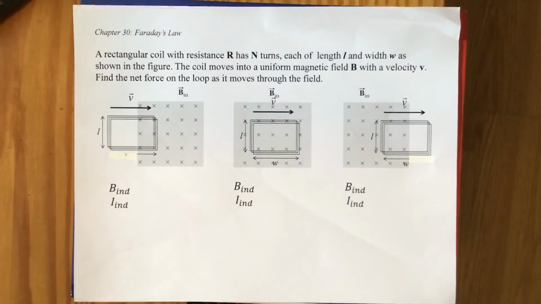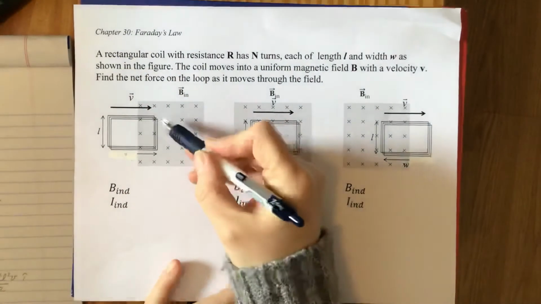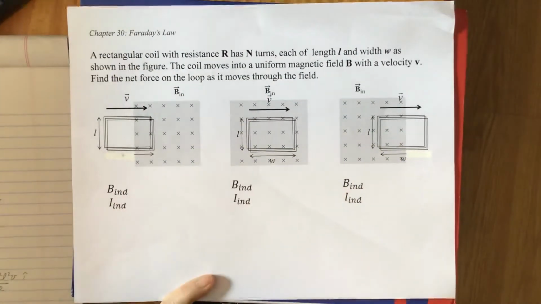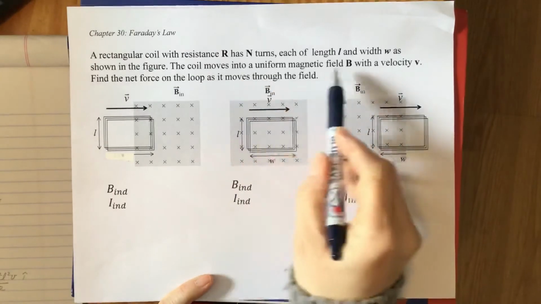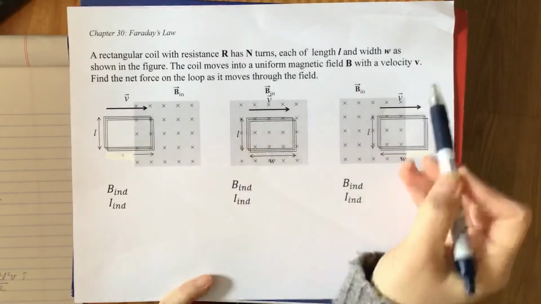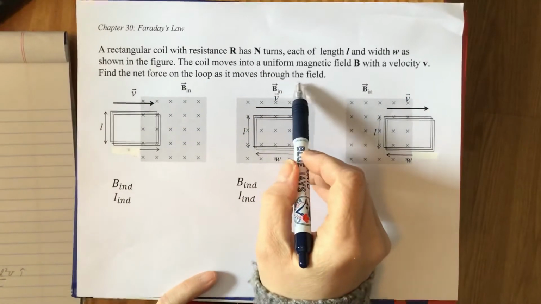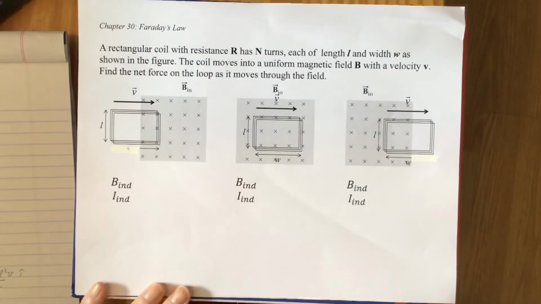In this example, we have a rectangular coil. It has total resistance R. It has N number of turns. We've got a length L here, total W width here. The coil moves into a uniform magnetic field. It's moving with velocity V. Find the net force on the loop as it moves through the field.